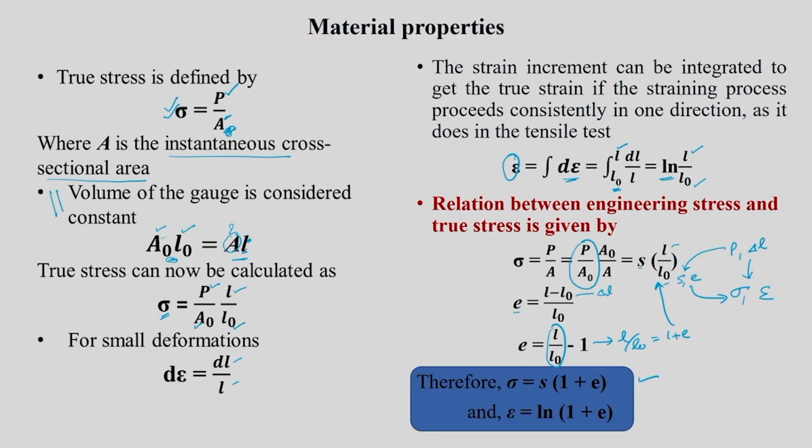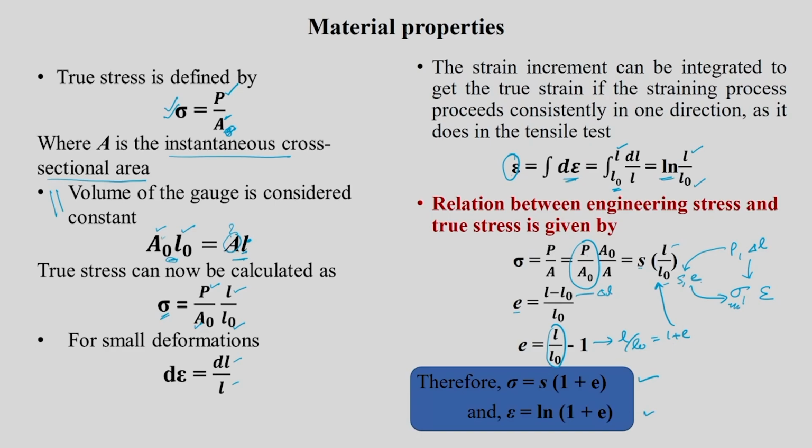So, here you will see that if I do not want to evaluate the sigma versus epsilon graph directly from the load displacement graph, then I can use this route also. First you calculate engineering stress and engineering strain with the usual procedure described before, and using sigma is equal to S into 1 plus E, I can get sigma. Similarly, I can get epsilon also. Epsilon is ln of L by L naught, and L by L naught is 1 plus E. So, epsilon is equal to the natural logarithm of 1 plus E.